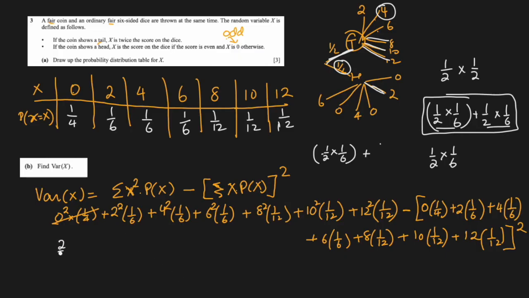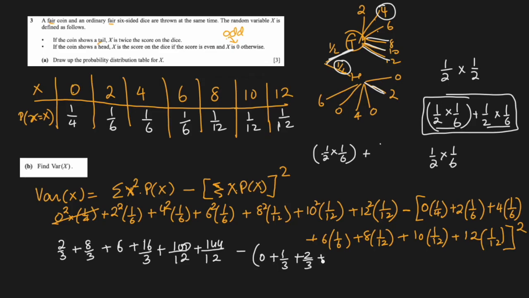This will be 2/3. This will be 16/6, which is 8/3. 36/6, which is 6. 64/12, which is 16/3, plus 100/12, plus 144 over 12, minus 0 plus 1/3 plus... What I'm getting with my calculator is 59 over 4, or 14.75. This is the variance of X.